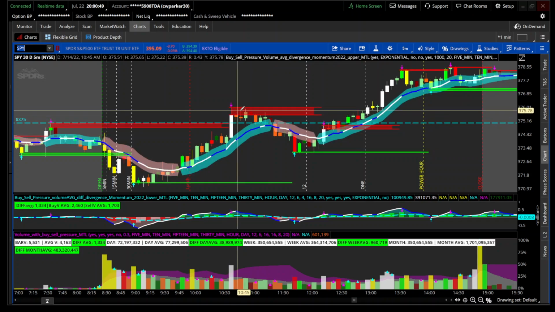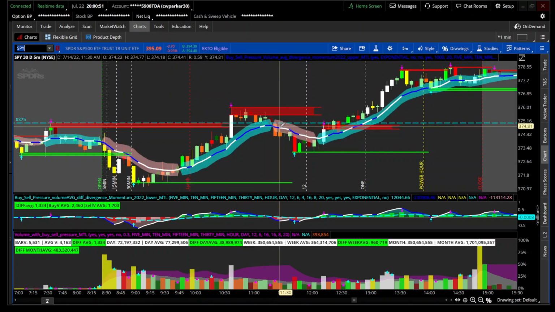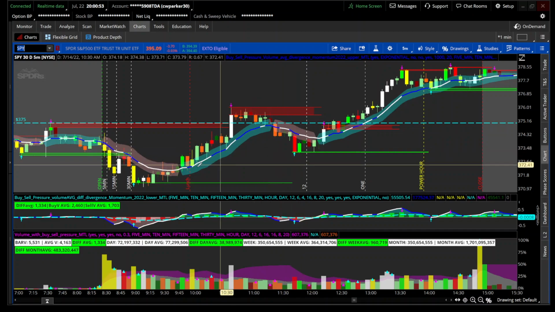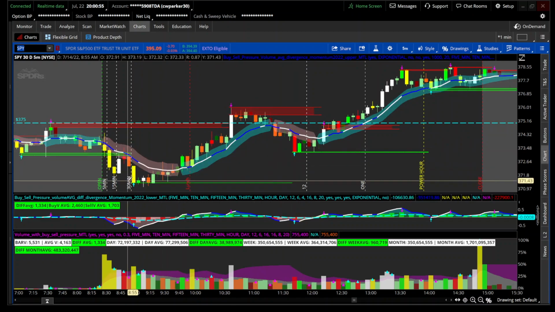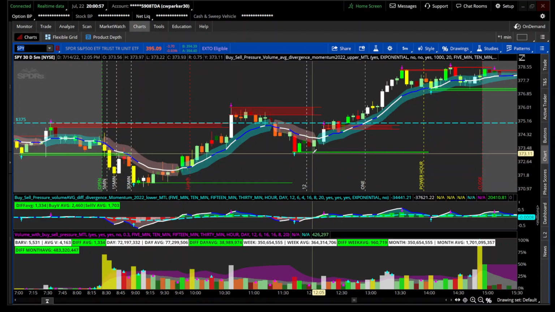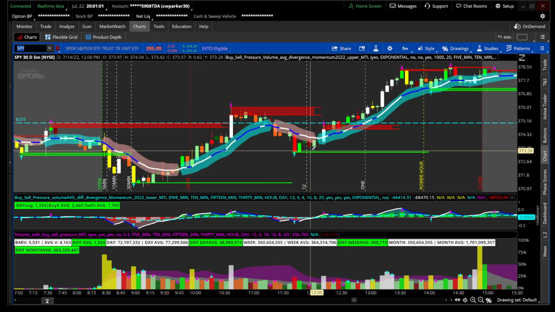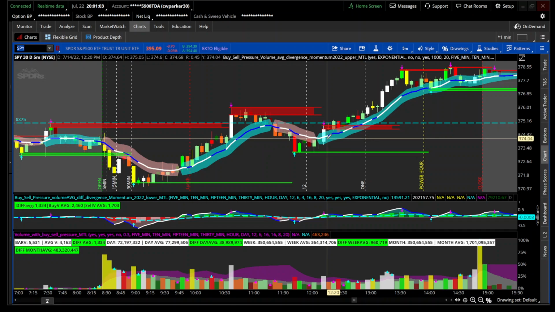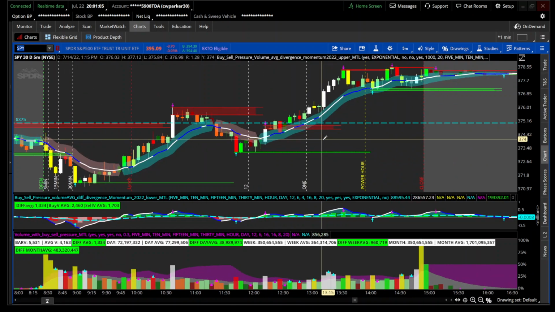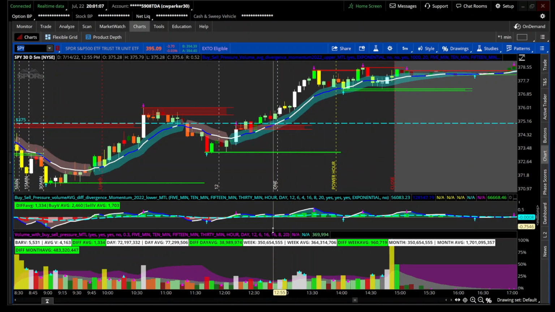You had another selling divergence here, and the stock reacted to it by pushing down, but it didn't make a lower low, it made a higher low right here with this buying divergence, and you got another push up, and it just rolled out from there.